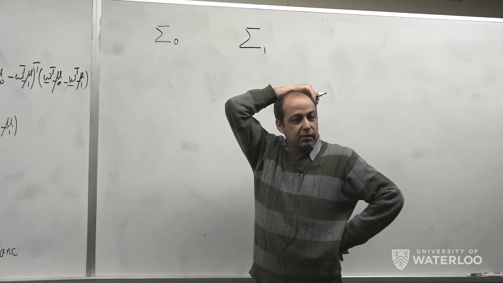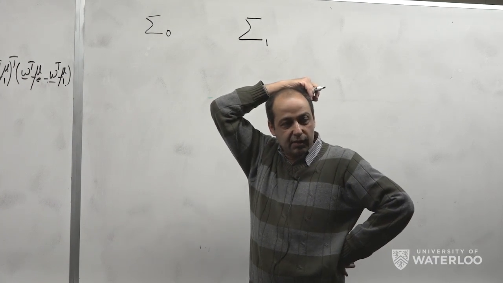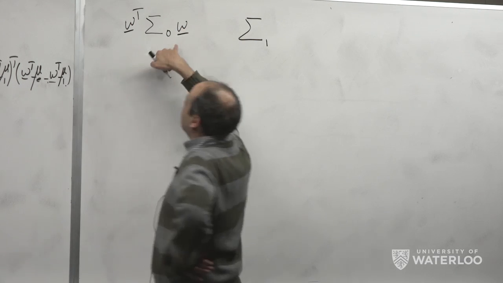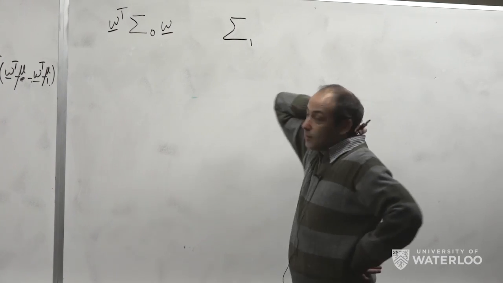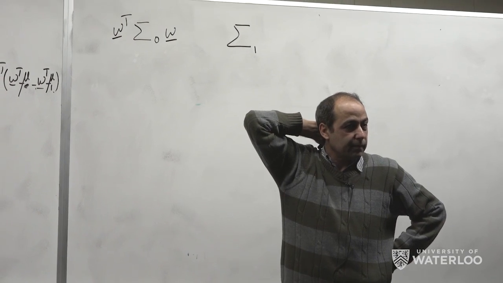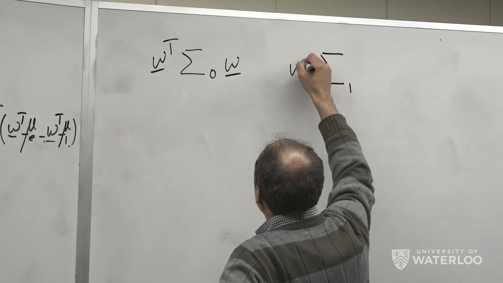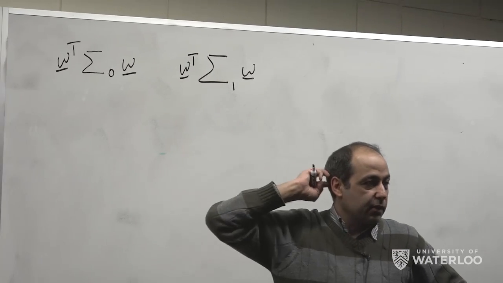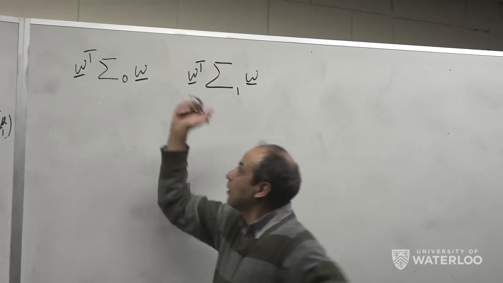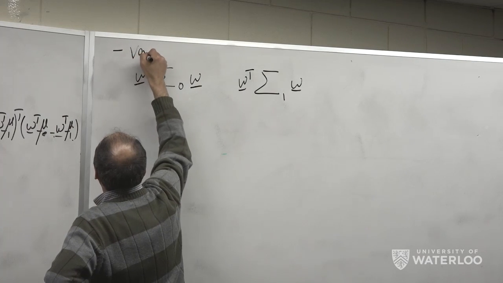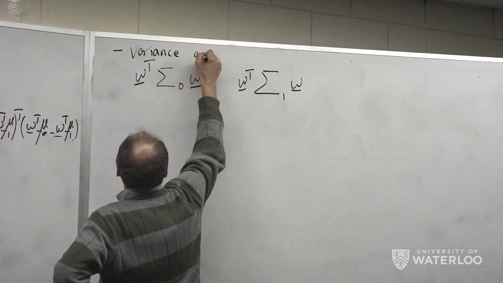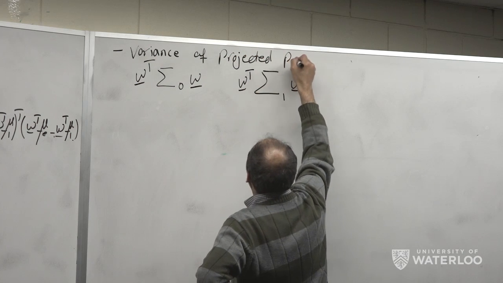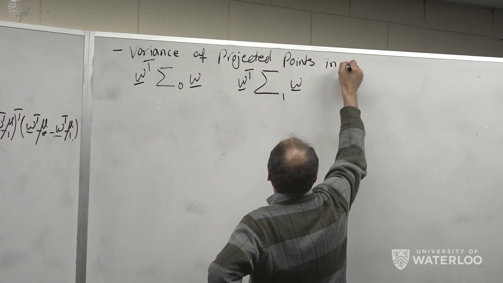Yes? W sigma 0 W transpose? Exactly, or the other way around. W transpose sigma W. We had this in PCA as well, do you remember? The same thing will happen here. That would be the variance of projected points. Okay, so that's the variance of projected points in each class.